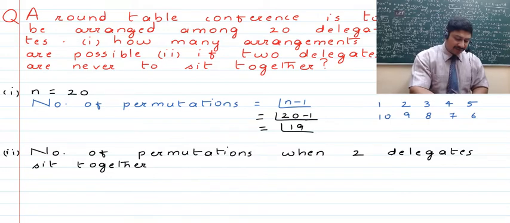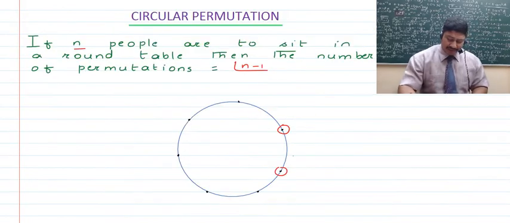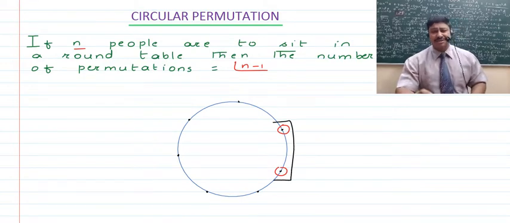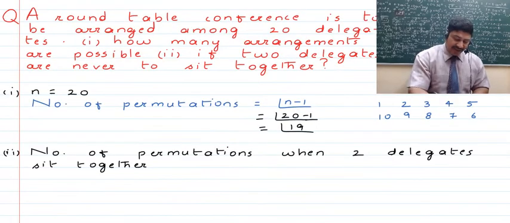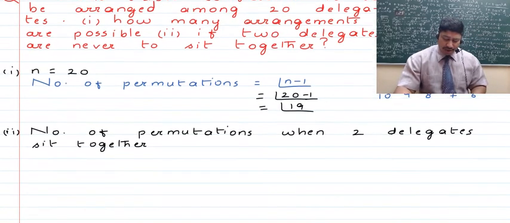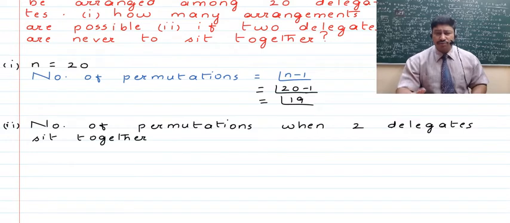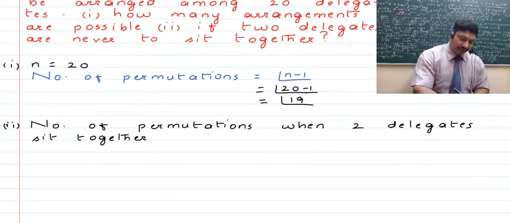For that matter, let us look at the last figure that we had. So what we can do is put both of these to be sitting together. As such, both of these can be considered just to be one person, right? And then if we have such a case, the total number of delegates will now reduce by 1. As such, it will become n minus 1. In this case, as the value of n is 20, it will become 20 minus 1, that is 19, right?